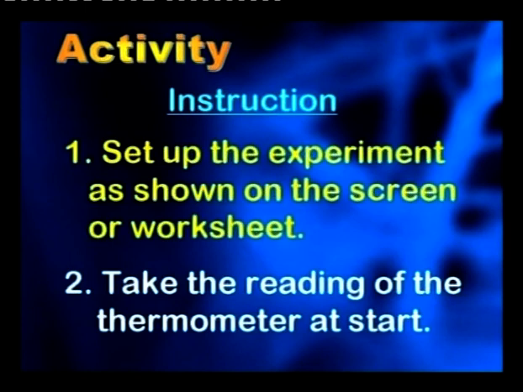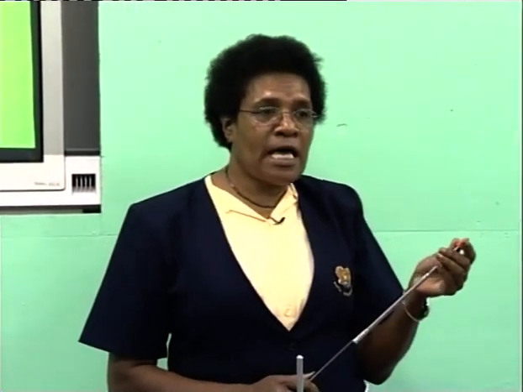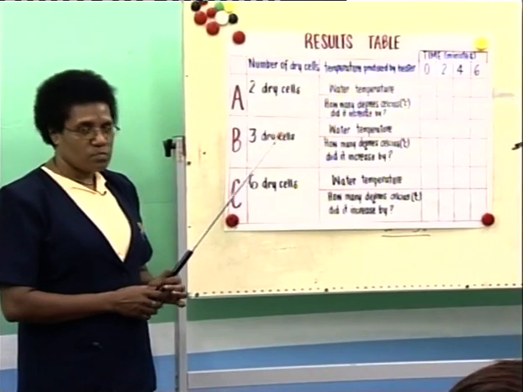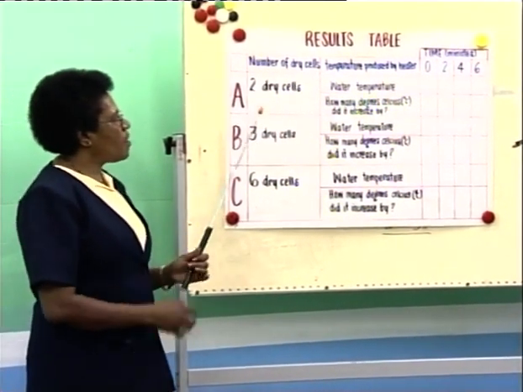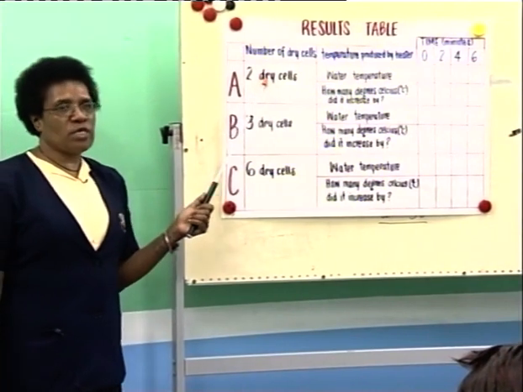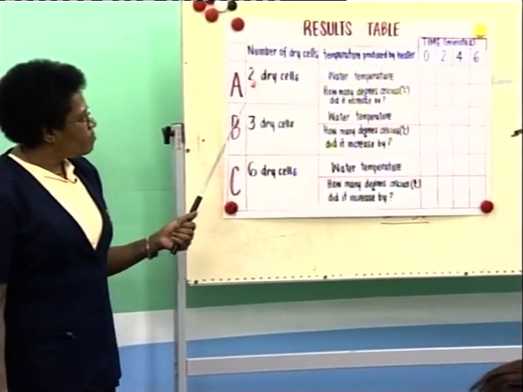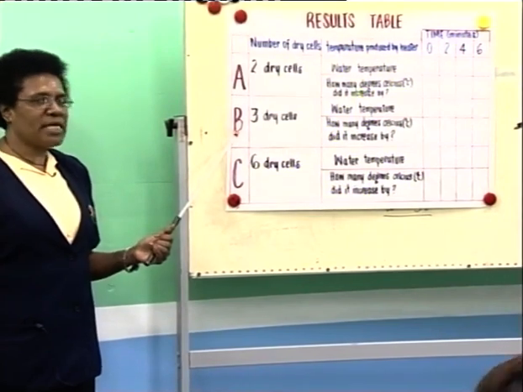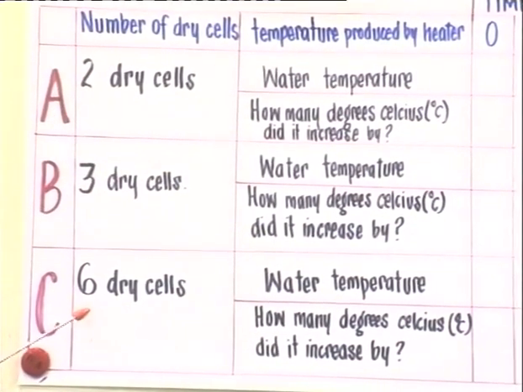Now, I'd like us to have a look at our instructions. The second one says you are to take the reading of the thermometer at start. To do that, let's have a look at the big chart that I have on the whiteboard. We will be starting with 2 dry cells. Teachers, if you look in your teacher guide, you will see that we have 4, 6, and 12 dry cells. I've decreased the numbers, and we have 2, 3, and 6.